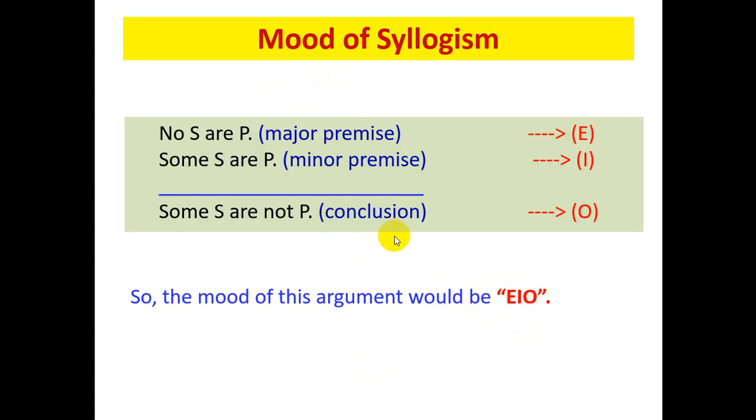Let's have another example concerning the mode of syllogism. When we say no S are P, some S are P, then some S are not P. The first one is E, the second one is I, the third one, the conclusion, is O. So the mode of this argument would be EIO. You noted that we have here three letters to indicate the mode. For every syllogistic argument, we have three letters to indicate the mode of the syllogism.